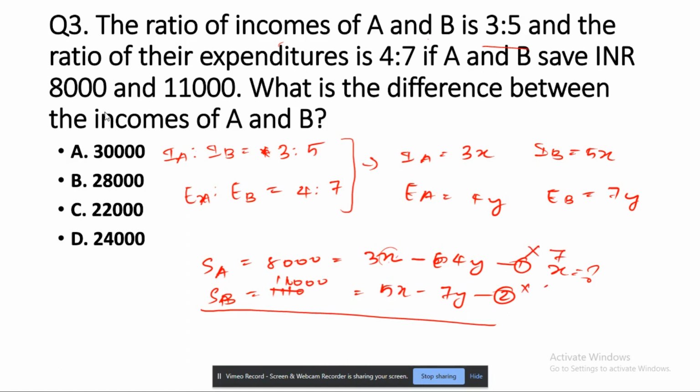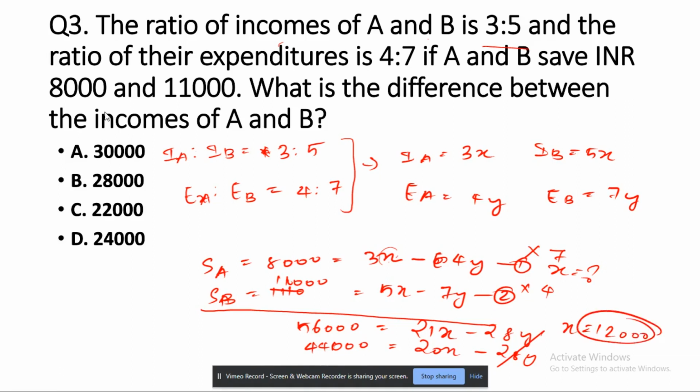7 and second equation with 4. We can write 56,000 is equal to 21x minus 28y. Then 44,000 is equal to 20x minus 28y. These two cancelled. So we can write x equal to 12,000.